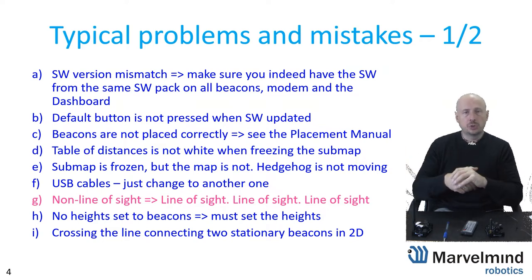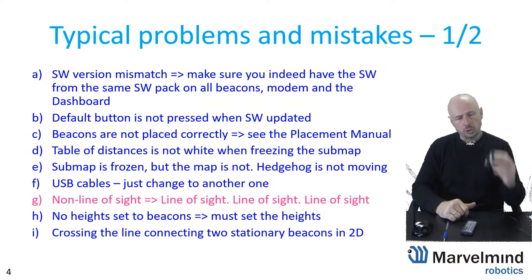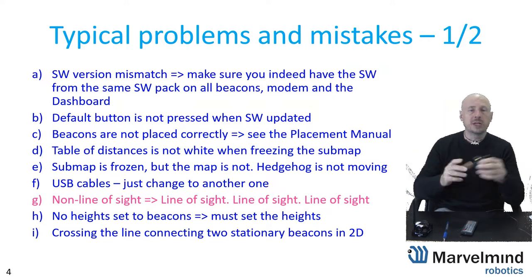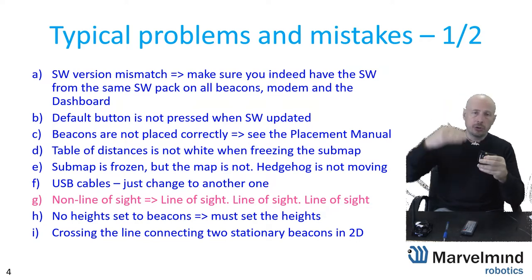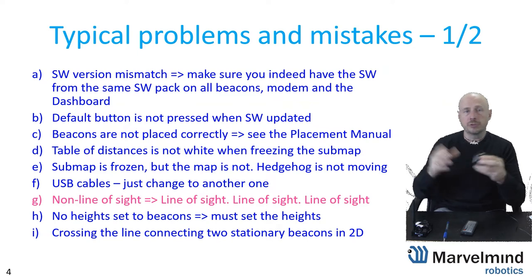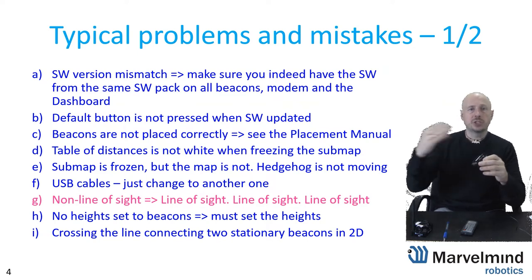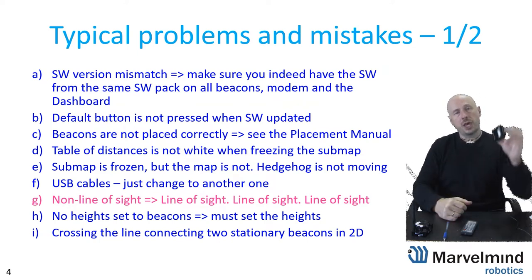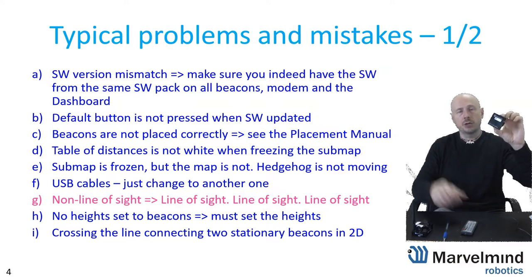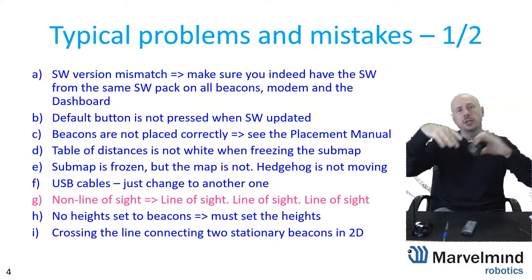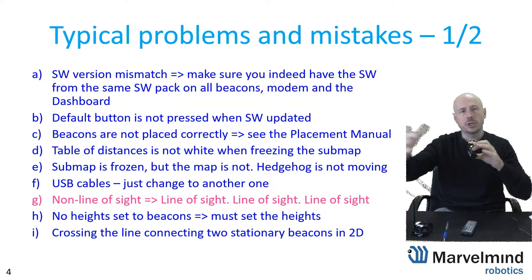Typical problems. Software. Even though we keep repeating it multiple times, the mistakes are still the same. Make sure that the software is taken from the same software batch, because we produce maybe months before you get the beacons, modems, or whatever system, and after that the software is updated. So you may have a beacon with one software level, the modem at another software level, and the dashboard already at a third software level.